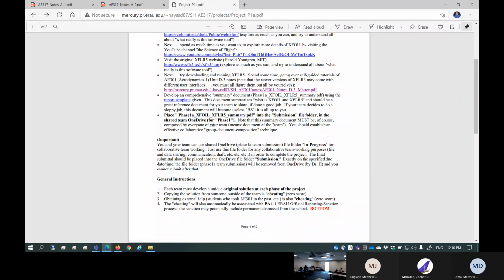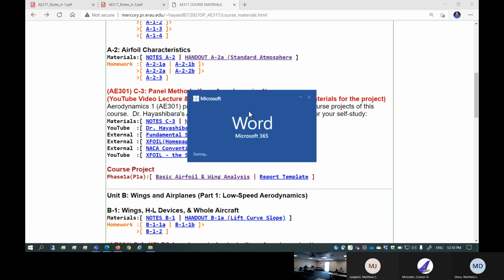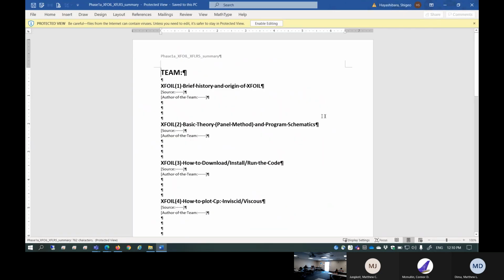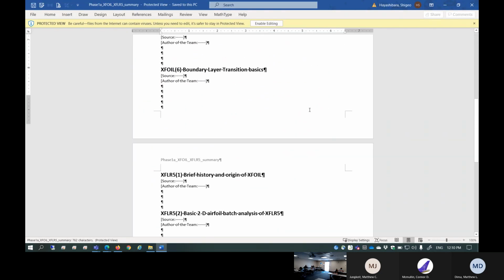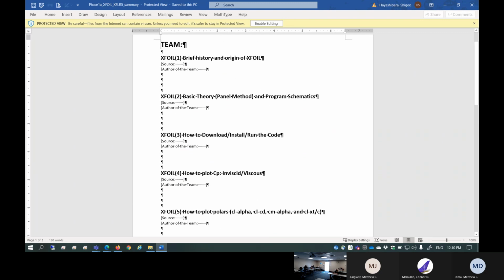And then you are going to create a report. Report template is already given. You can download the report template right here. This is a Word document. Okay, so open it. It just looks like this. I want this much detail, and then you just fit in. Each member of your team takes a part and fits in the information.